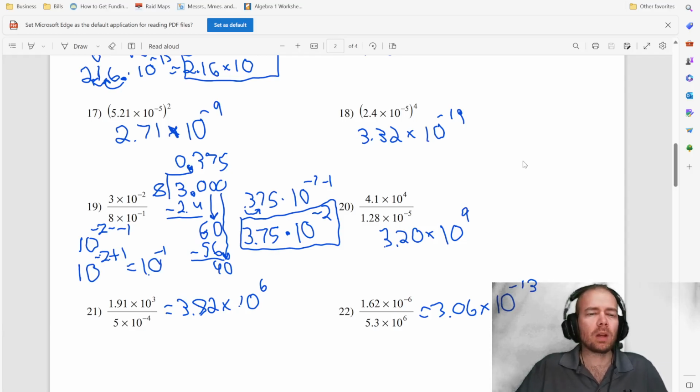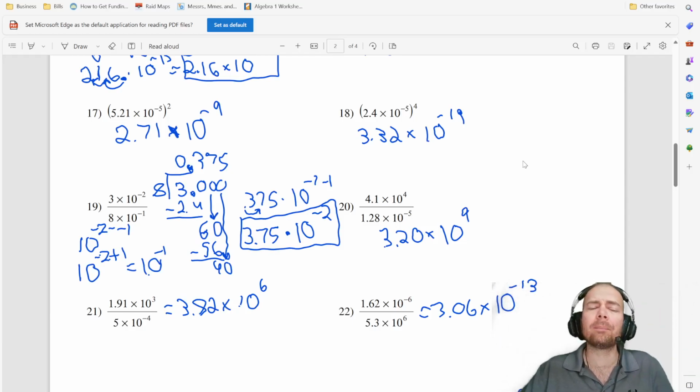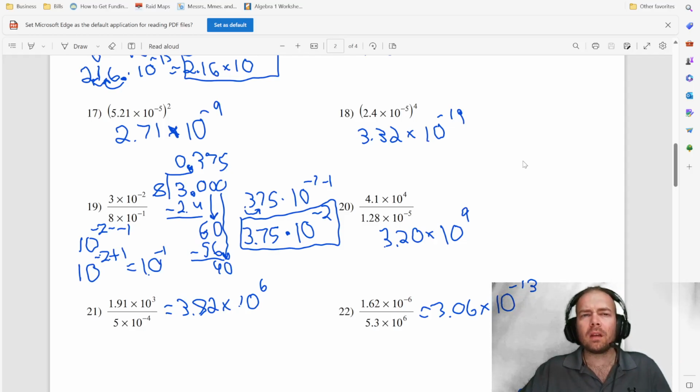Okay. And then I got to number 19. I was a little bit all over the place, but I'm trying to fit a lot of work into a small space here. For number 19, the very top section of the work is where I started. I did 3 divided by 8, and I did that by hand just in case you need to know how to do these by hand. And I got 0.375.